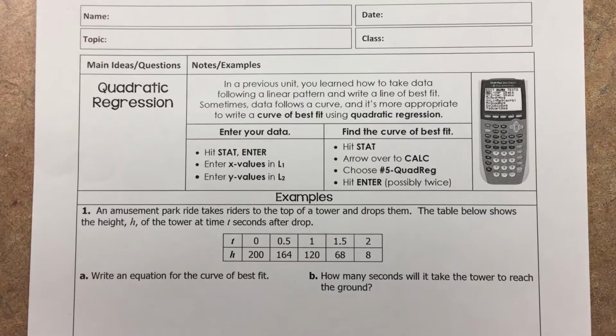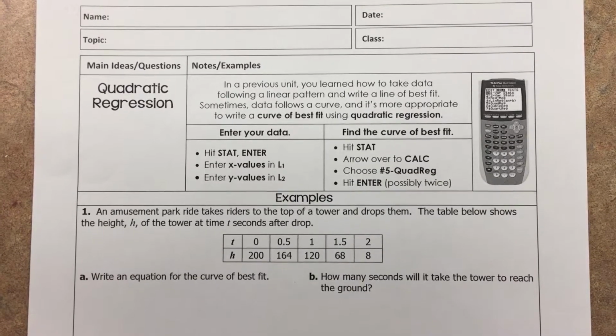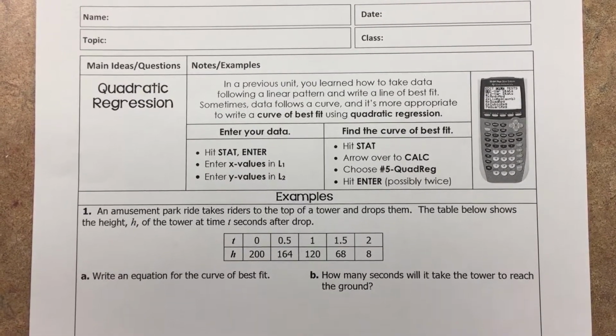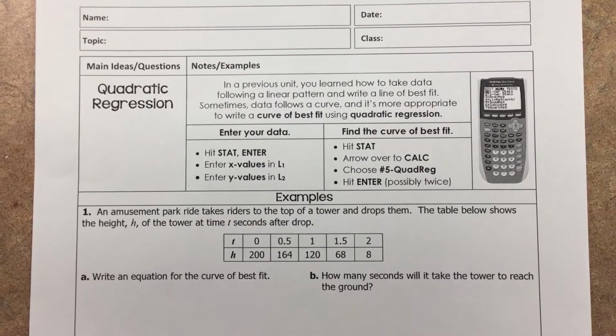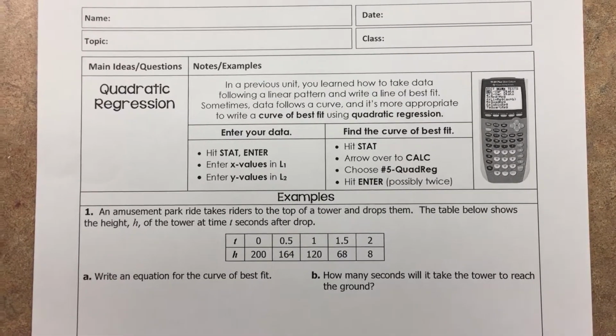Okay, this is our final Unit 4 lesson. It is Lesson 10, Part 2. We're going to talk about quadratic regression. Some of this stuff will hopefully sound familiar because we did linear regression back in Unit 2.